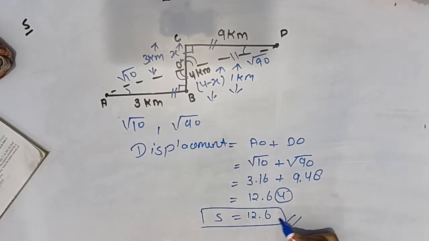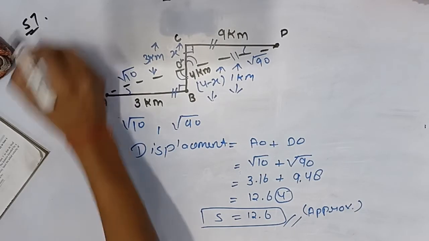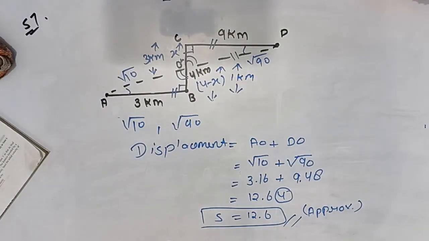So this value came approximately. It is not fully defined. So we can say that 12.6 is our displacement. So this was our answer of question number 57. Sorry, I have not written. So now let's move to question number 58.